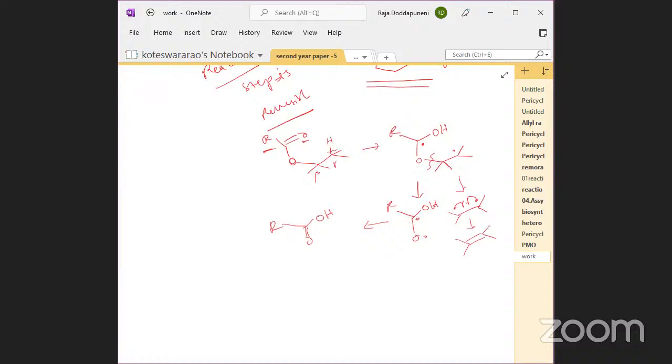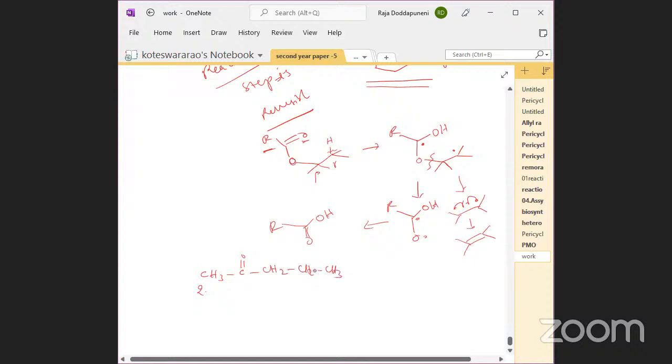In the carbonyl compound, gamma hydrogen is there. It may undergo Norrish type 1 reaction and Norrish type 2 reaction. Both compete with each other. For example, here I am going to take 2-pentanone. CH3, C double bond O, 2-pentanone, which is on irradiation.